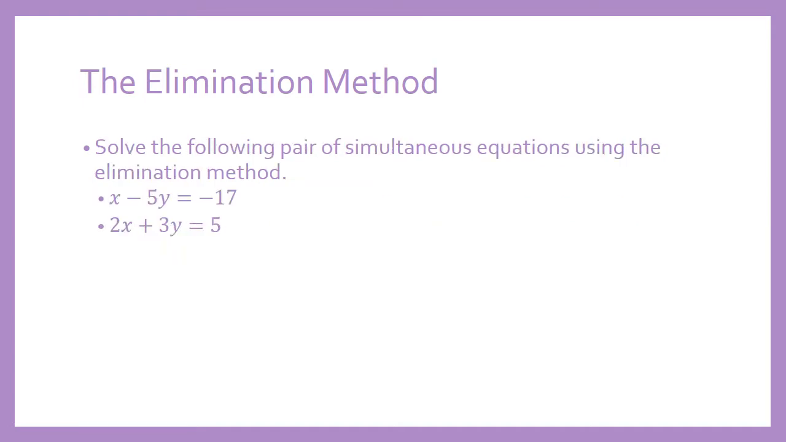Now we're going to solve a pair of simultaneous equations using the elimination method. Like before, we're using the elimination method, but this time you'll notice that in our first equation, we have x minus 5y equals negative 17. And in our second equation, we have 2x. So we've got different coefficients there. We're going to have to multiply one of those equations by a number so that the coefficients have the same value. Then we can add or subtract them to use the elimination method.